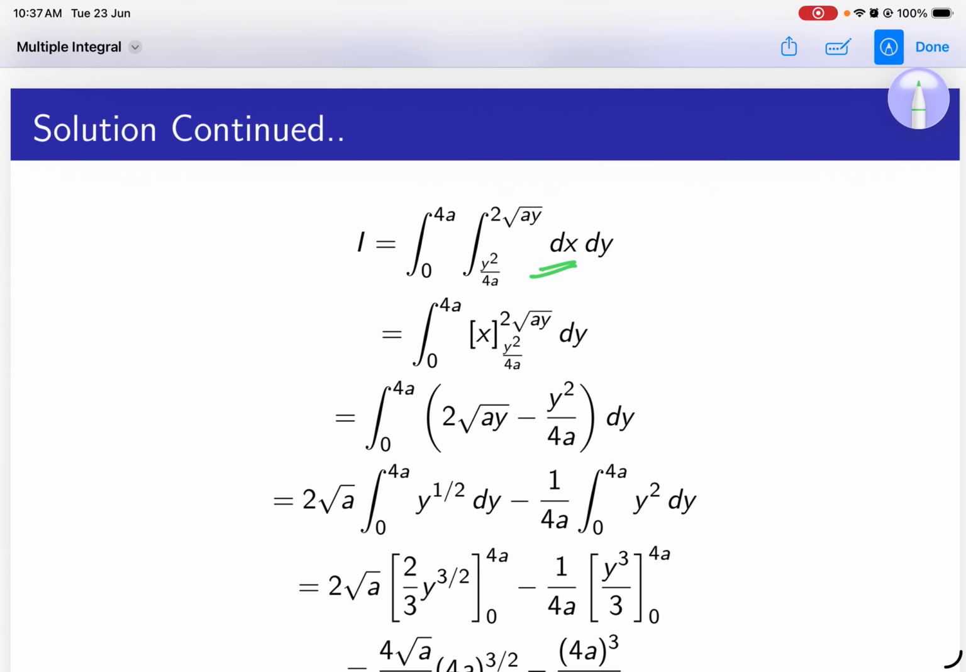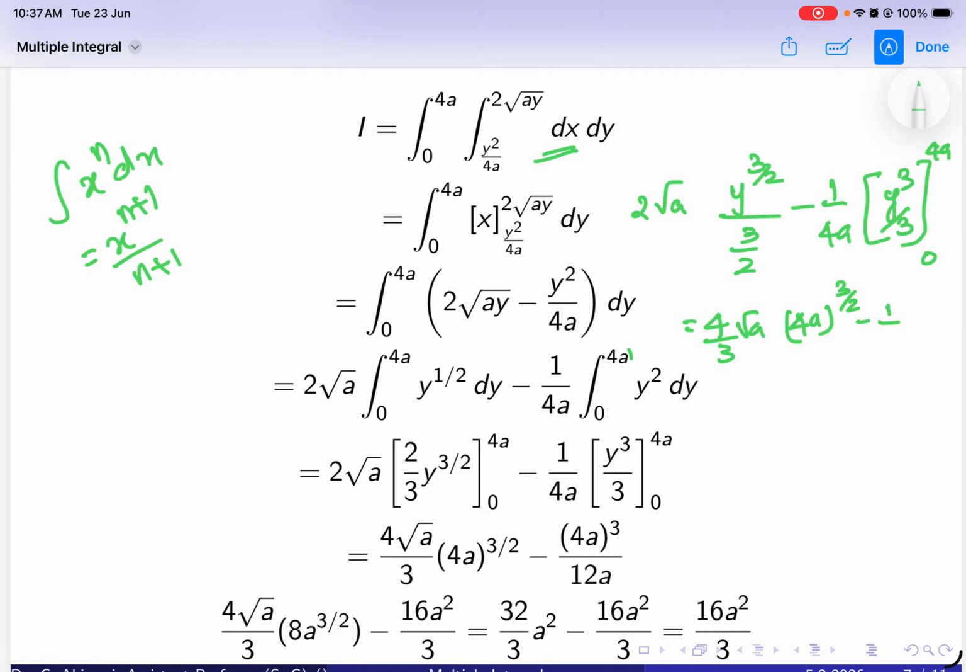So 2 twos are 4, 4 by 3 root a. Now you can apply 4a the whole to the power 3 by 2 minus 1 by 12a times 4a the whole cube, with lower limit 0. Now simplify: 4 root a by 3, and 4a power 3 by 2 can be expressed as 4a into square root of 4a. Am I correct? Minus 1 by 12a times 4a the whole cube. So 4a the whole cube is 64a cubed... so 4 threes are 12, one a gets cancelled. Here 4 fours are 16, 16 into 2, 32.